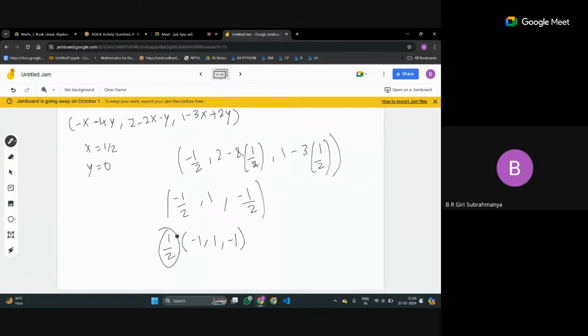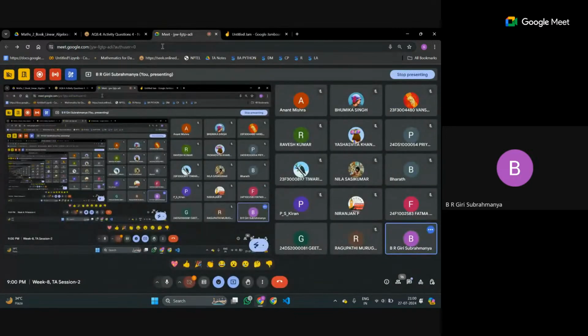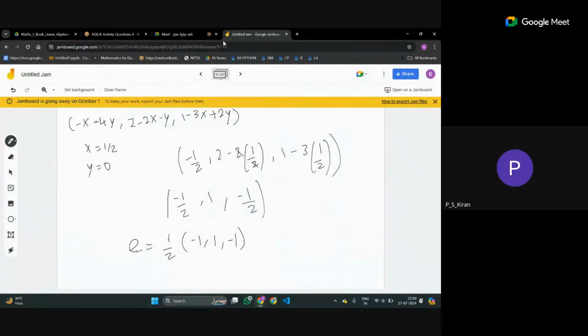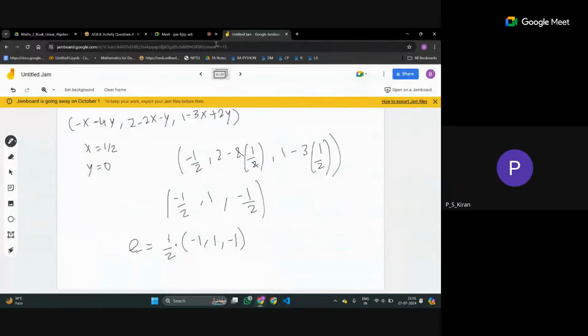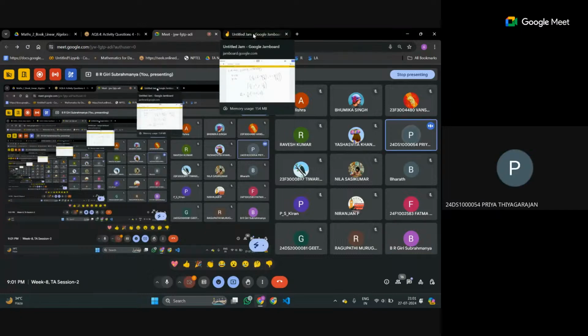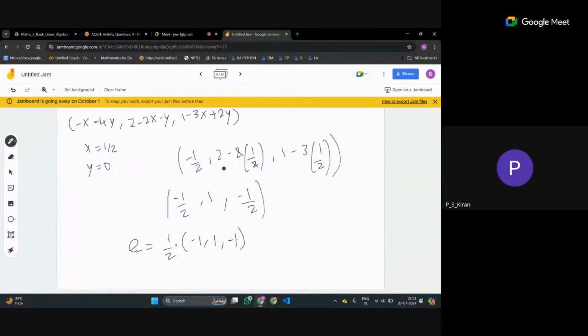Now we can take out this 1 by 2 for calculation of the norm. The error vector is 1 by 2 of minus 1, 1, minus 1. If you take 1 by 2 common, it will be 2 in the middle. I'm taking 1 by 2 outside. The error vector is then 1 by 2 times minus 1, 2, minus 1. The second element should be 2 if you take 1 by 2 as common. Oh, yeah, I'm sorry. Fine, understood. Now this is your error vector.